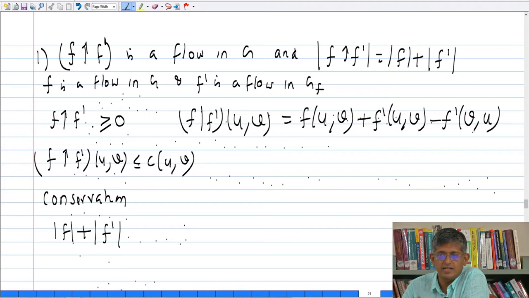So let's tick off the positivity. Can somebody convince me that this is positive? Why is this greater than or equal to 0? There's a subtraction term. So you need to remember that f is a flow in G, f' is a flow in G_f, the residual network of f. Why should this formula be non-negative? Exactly, right? So now let us just look at this. So what she is basically pointing out is that this term is positive, right?